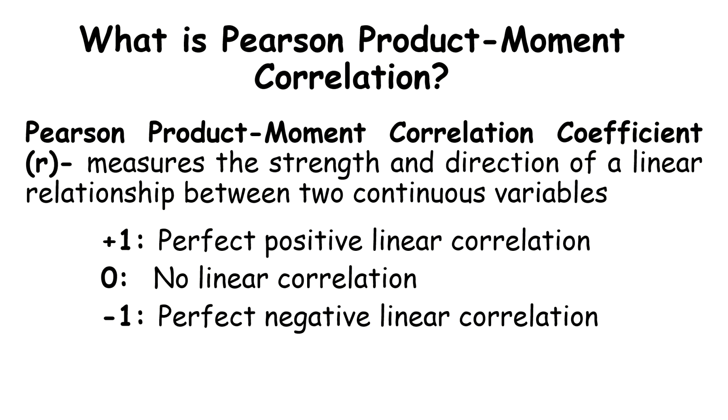Pearson's r is a number between -1 and +1. A +1, the perfect positive linear correlation, means that as one variable increases, the other also increases. For zero, no linear correlation, it means that there is little or no linear relationship. For -1, we have the perfect negative linear correlation. This means that as one increases, the other decreases.